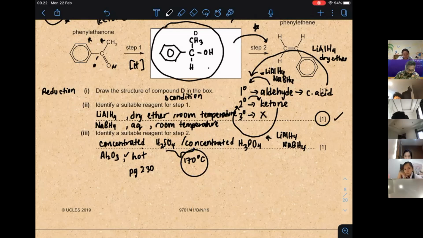And for this one they just put "hot" in the textbook. So maybe, if you have seen any other marking key or something, you can also use that information. But here, since they didn't ask you the condition, we still put the region only. So again, this is 1 mark.